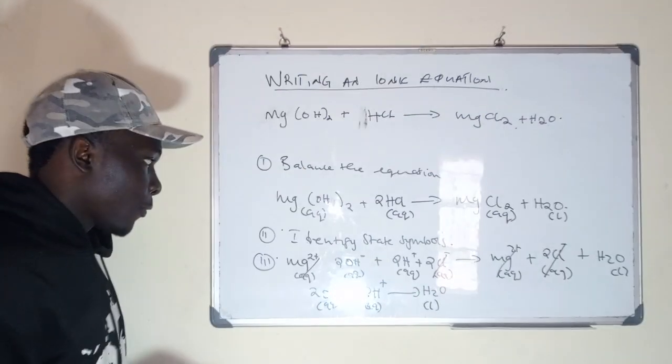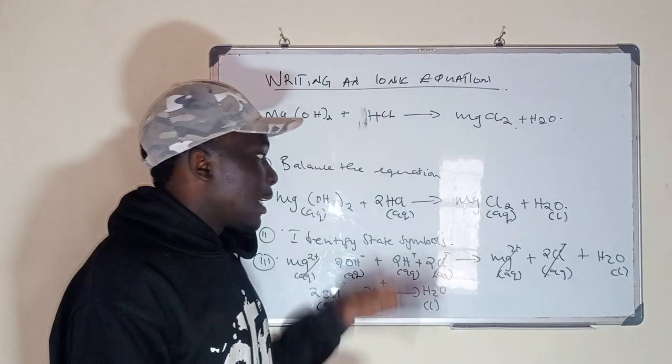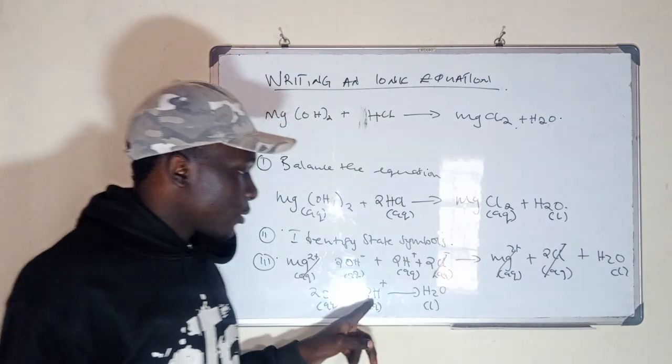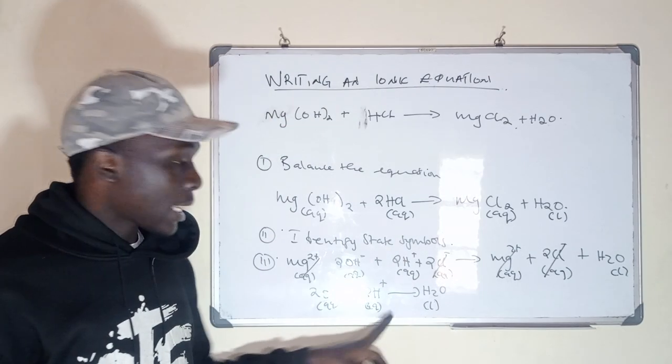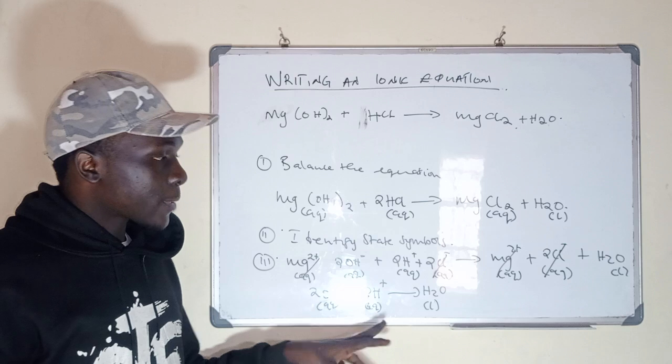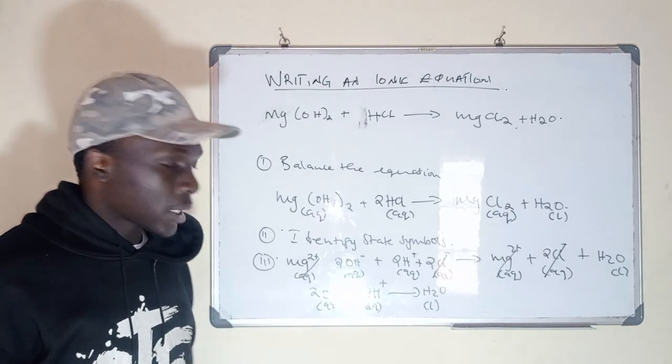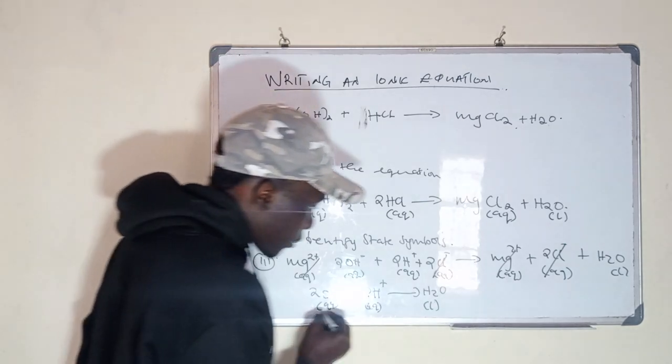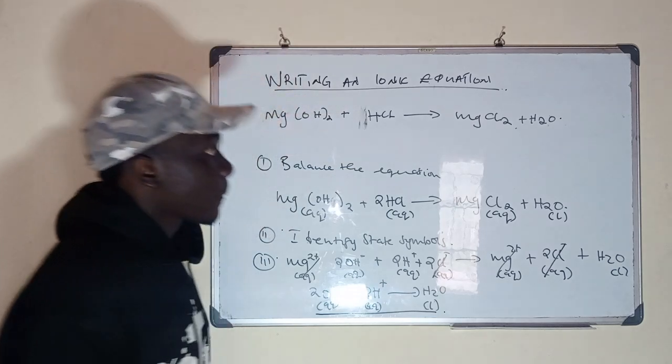Please note that if you took it from an acid which was in aqueous state, you cannot say this is a gaseous state. It will still be in aqueous state because it came from an aqueous solution. So that is basically how we write a net ionic equation.